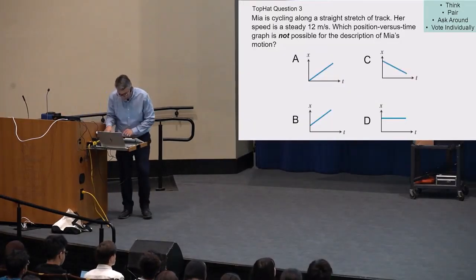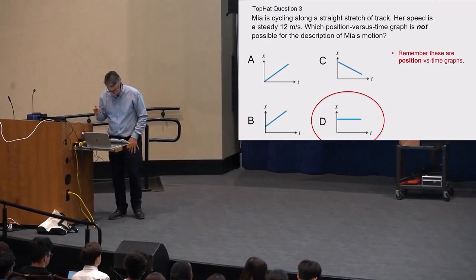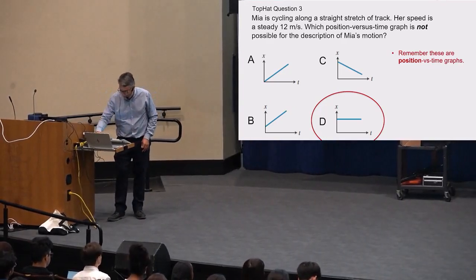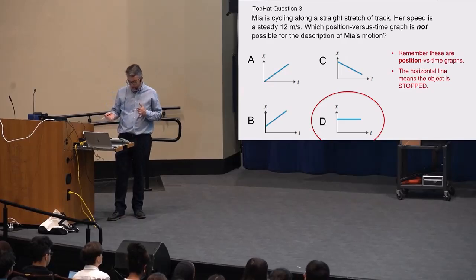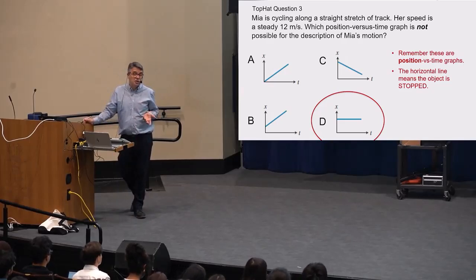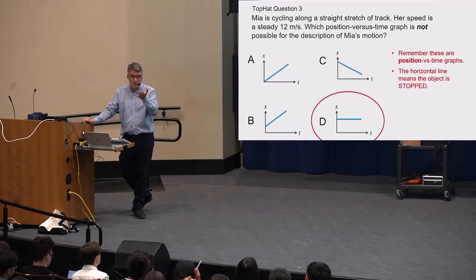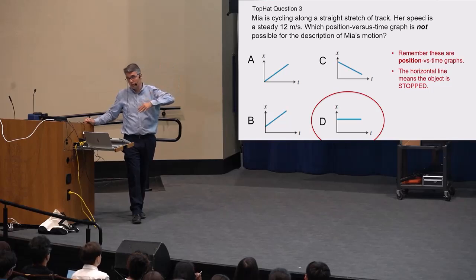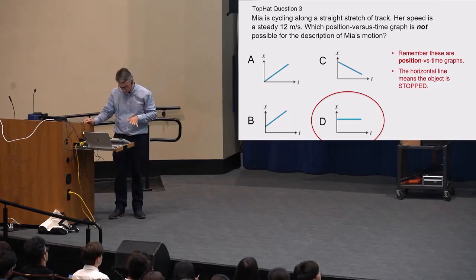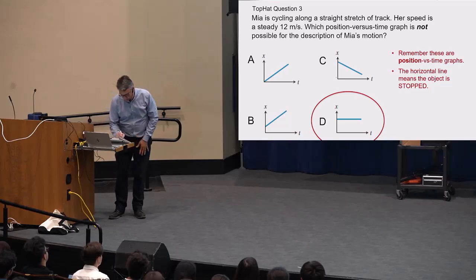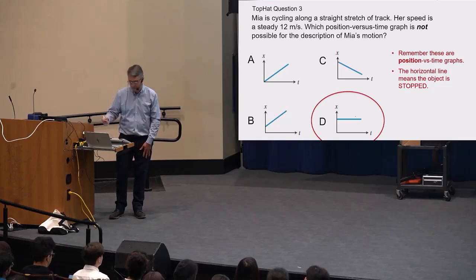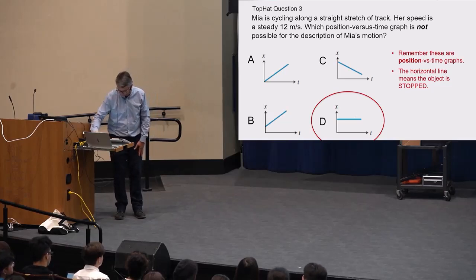So my reasoning here was that, remember, these are position versus time graphs, and you weren't told what direction Mia is going. So speed is kind of like the magnitude of the velocity. It means just how fast you're going, and it's always a positive number. But you could be going towards the origin, or away from the origin, you don't know. Some of these have you at a different position at time 0. What you can't be is stopped. The horizontal line means that it's not moving.